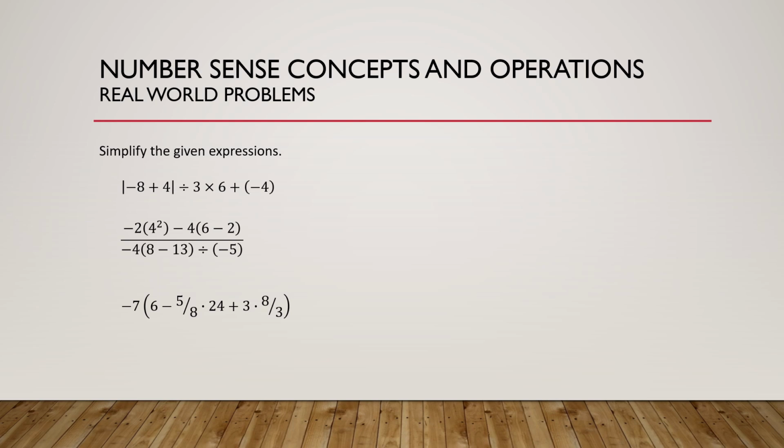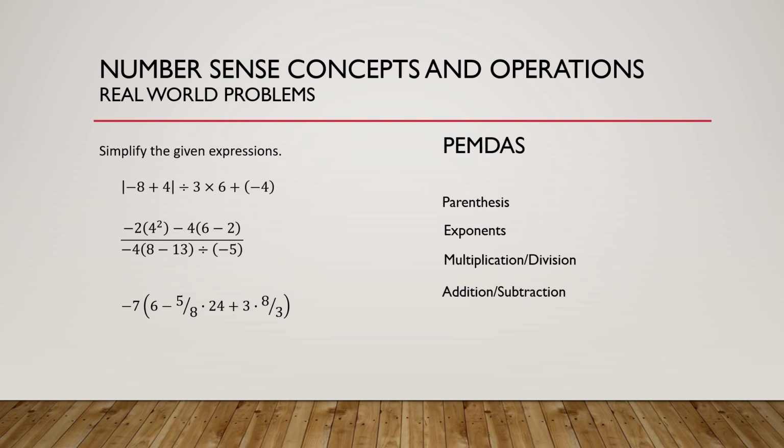Simplify the given expressions. These are order of operations questions. In these problems, the rules of operations dictate that we always start inside any parentheses, then complete any exponents. After that, we turn to any multiplication and division operations in the order in which they are written. Then finally, any addition and subtraction operations, again, in the order in which they are written. The acronym PEMDAS is sometimes used to remind students of the correct order.